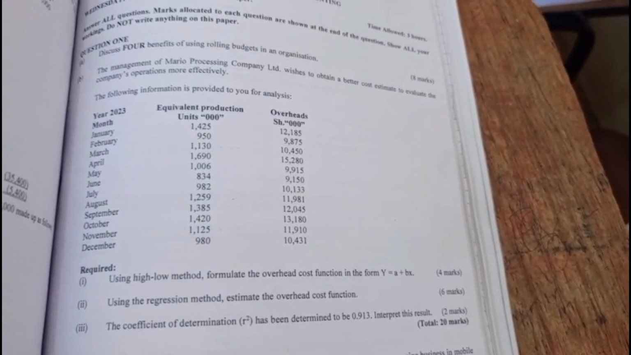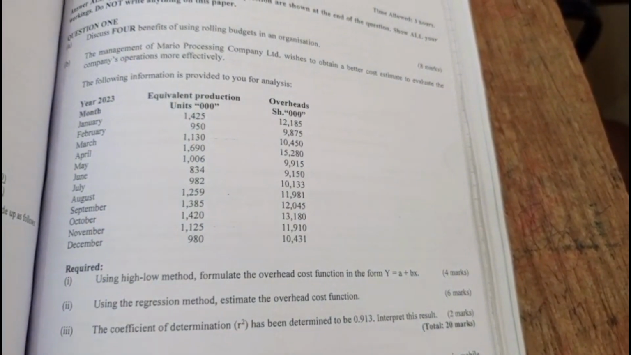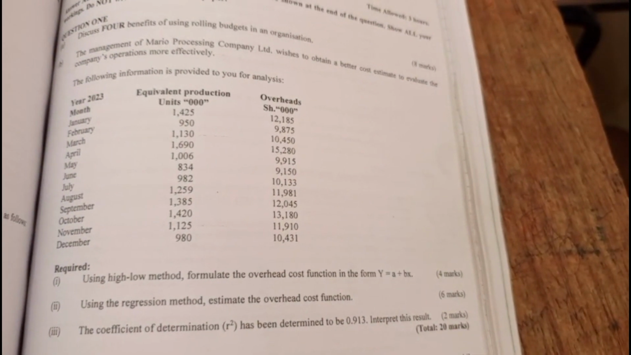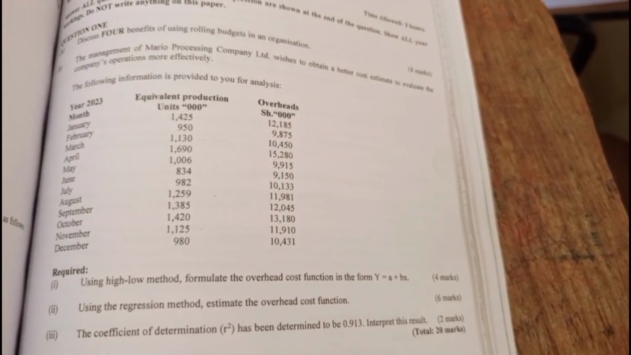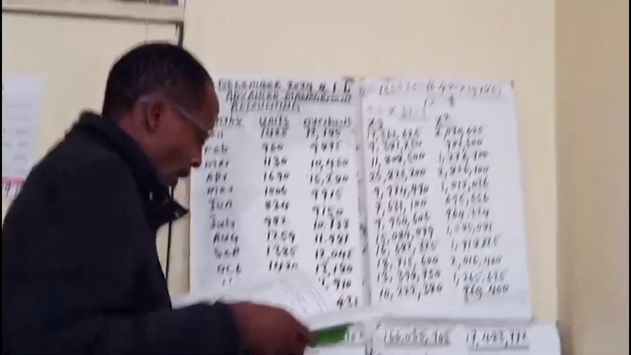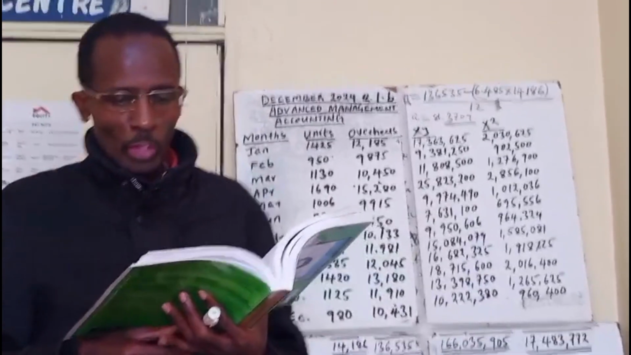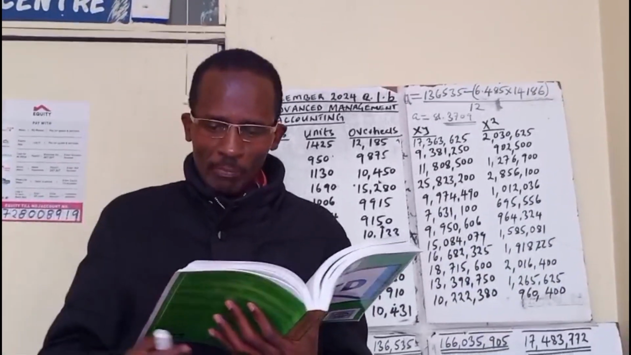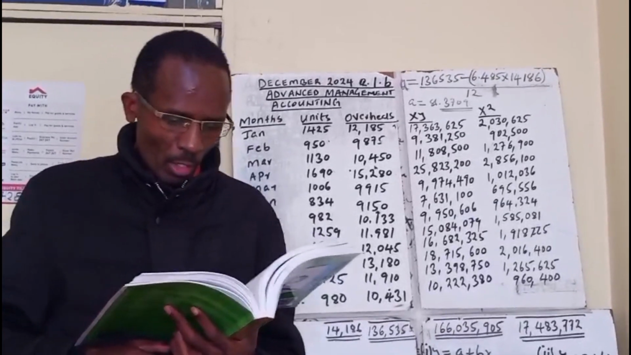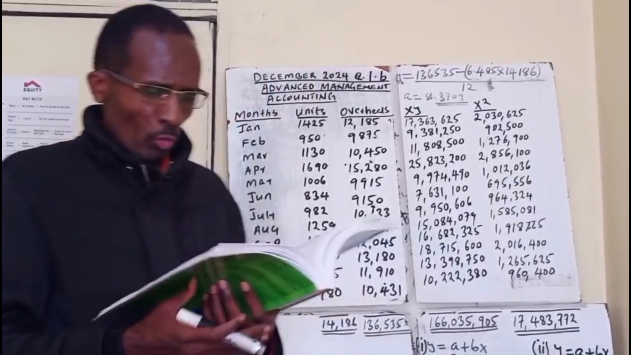Now, let's go to our question, and you can pause your video and see how that paper looks like. As far as KASNEB is concerned, this is chapter 2, which deals with cost estimation, and this question is testing least square method as well as high-low method. Now you are told the management of Mario Processing Company Limited wishes to obtain a better cost estimate to evaluate the company's operations more effectively. The following information is provided to you for analysis.